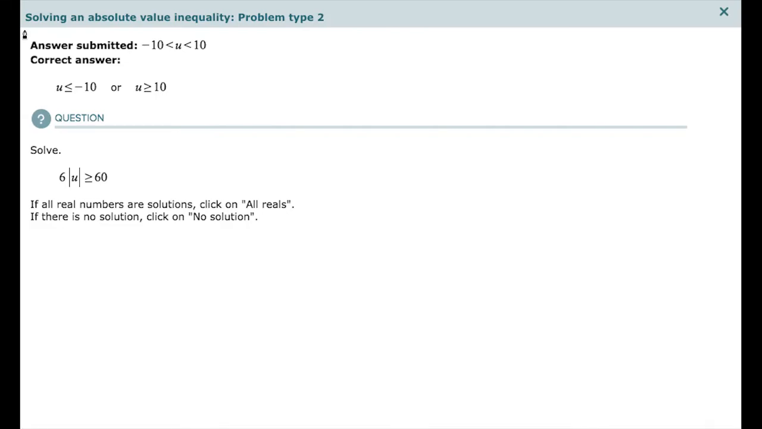Hi there. I'm going to show you how to do a problem on the topic solving an absolute value inequality. Now, I'm going to show you two different types of problems. Here's the first one.